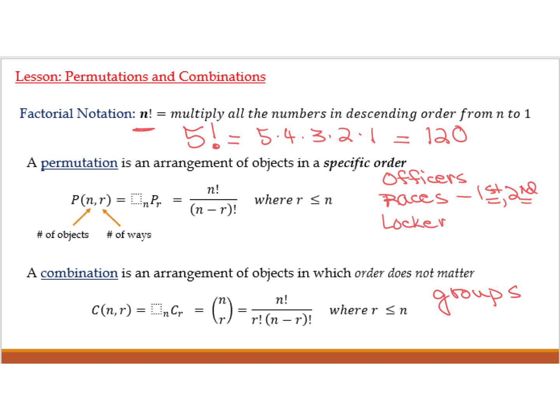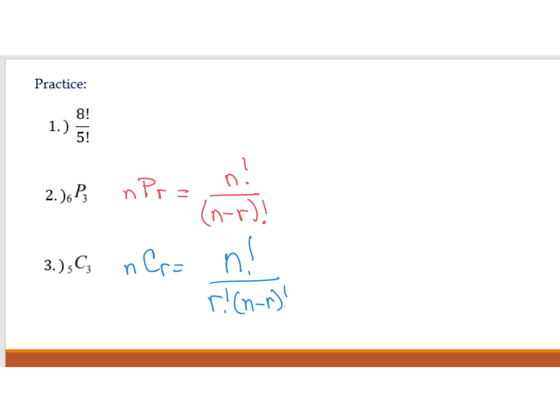All right, we are going to simplify in example 1, 8 factorial divided by 5 factorial. We know by the definition of factorial that this means that I'm going to be multiplying 8 times 7 times 6 times 5 times 4 times 3 times 2 times 1. On the bottom, I have 5 factorial, which is going to be 5 times 4 times 3 times 2 times 1.